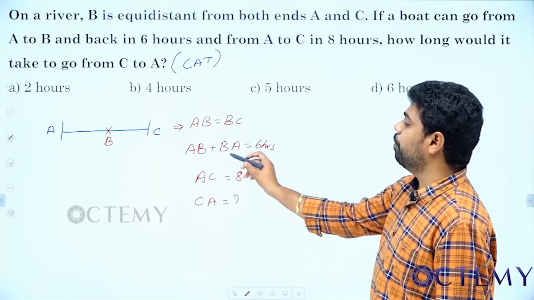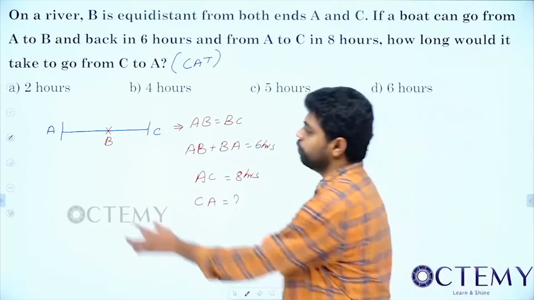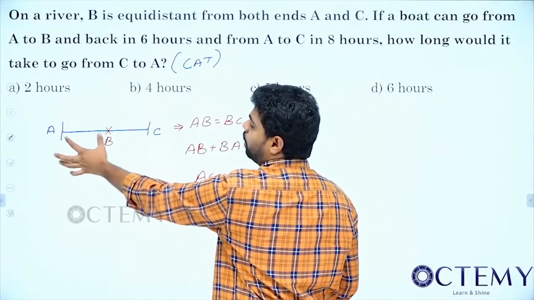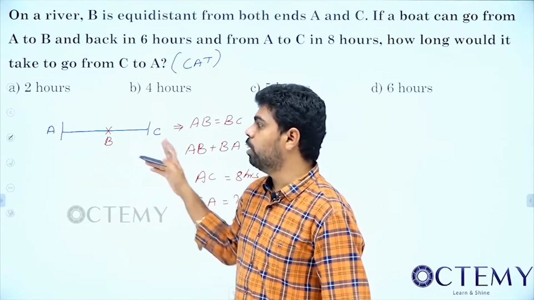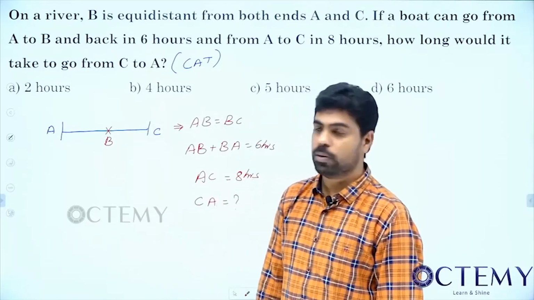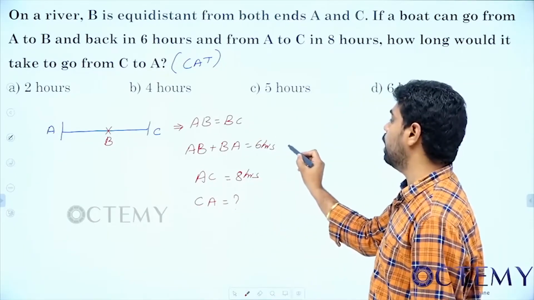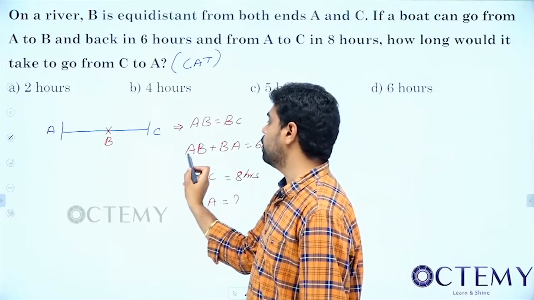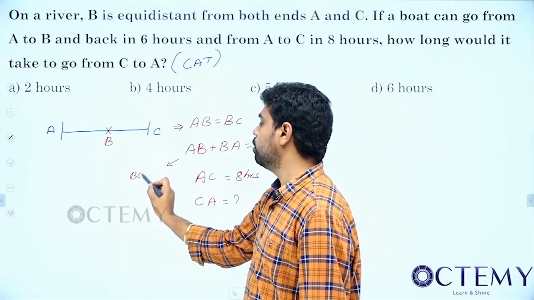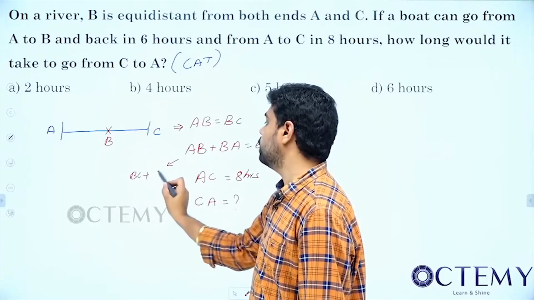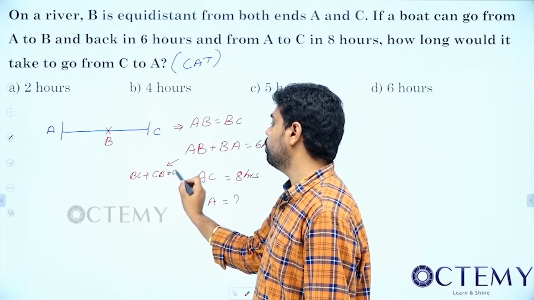See, when AB equals BC, to go from here and come back for half the distance he is taking 6 hours, which means for the full distance how much time will he take? 12 hours. So now, or else if you want, you can even write BC plus CB. So this AB is nothing but BC, and BA is nothing but CB. So this also will be 6 hours.